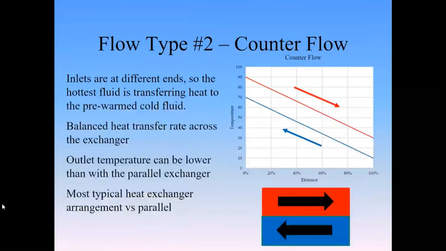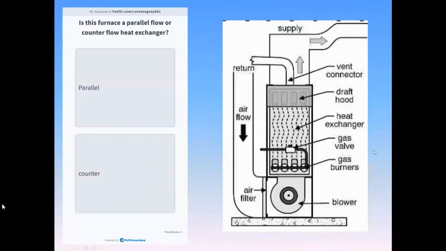Okay, so let's take a look. We won't go to the poll everywhere; I don't think we have time to do that. But we've got this drawing here, and we have a gas furnace. I'm wondering, is this furnace a parallel flow or a counterflow? I'm wondering if you can see and try to figure that out.